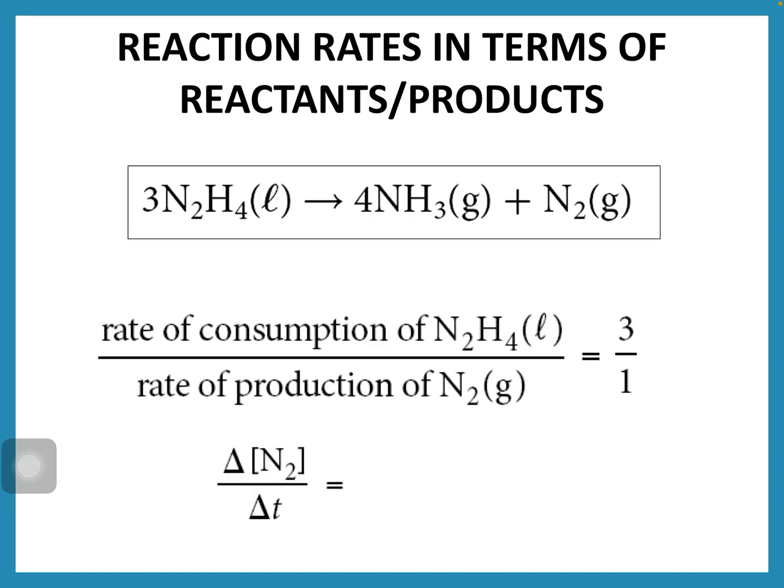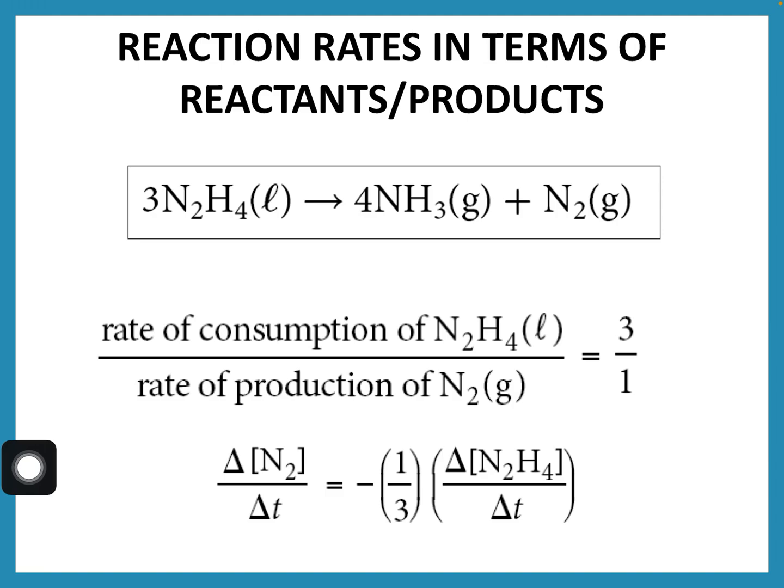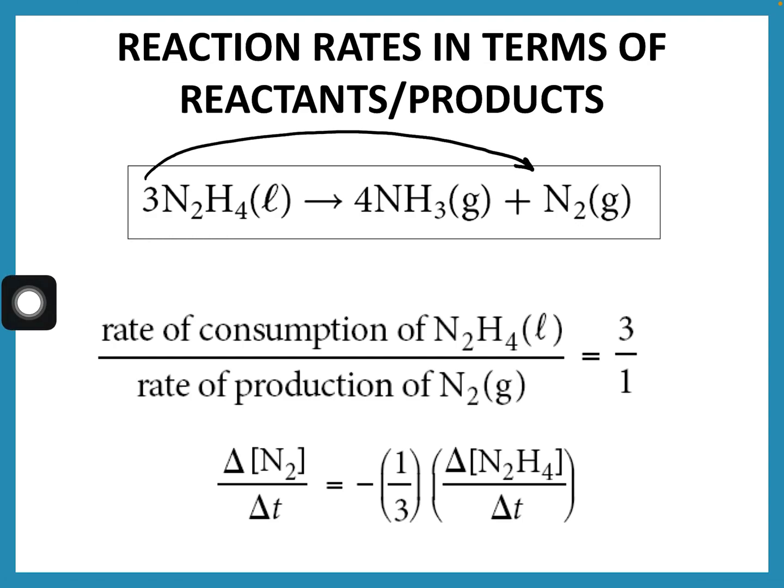And so my change in concentration of nitrogen is going to be equal to -1/3 of my change in concentration of hydrazine. So if I calculate my change in concentration of hydrazine, as I look at this, for every 3 hydrazine that gets used up, only 1 nitrogen is produced. And so if I'm looking for, at that same time, the rate of reaction of nitrogen production, it is 1/3 of the rate of hydrazine consumption.